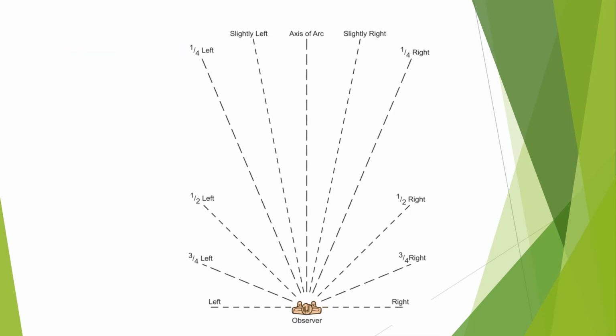Here we go. So as you can see, the observer, you've got 3/4 right, half right, quarter right, slightly right, axis of arc, and obviously on the other side. Sounds quite complicated at the beginning. If you study this though and look at the graph, you could do this outside using a range card, down your garden, anywhere you want. Axis of arc obviously being straight down the middle or at 12 o'clock, and then the others work left and right of it.